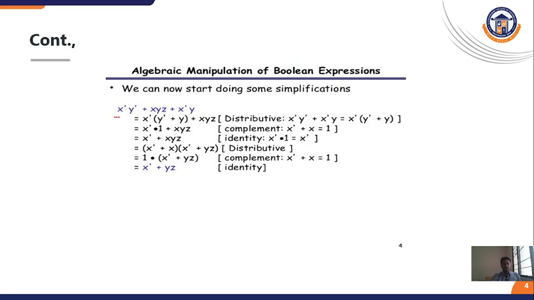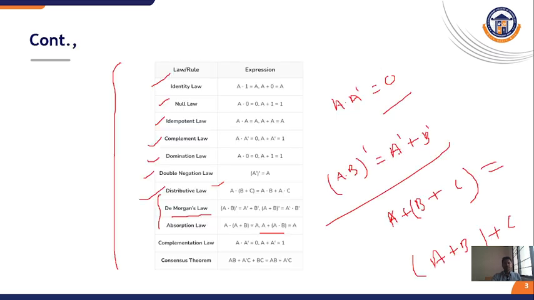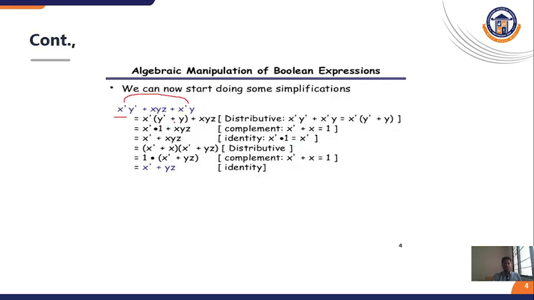Consider this Boolean function. This is a function of three variables x, y, z. By using the conventional method of Boolean postulates, we can reduce this function. Consider these two literals. Here x bar is common, take x bar as common, it becomes x bar (y bar plus y) plus x y z. We have already seen that A plus A bar equals 1 by the complementation law. Like that, y plus y bar will become 1, then it becomes x bar dot 1 plus x y z.